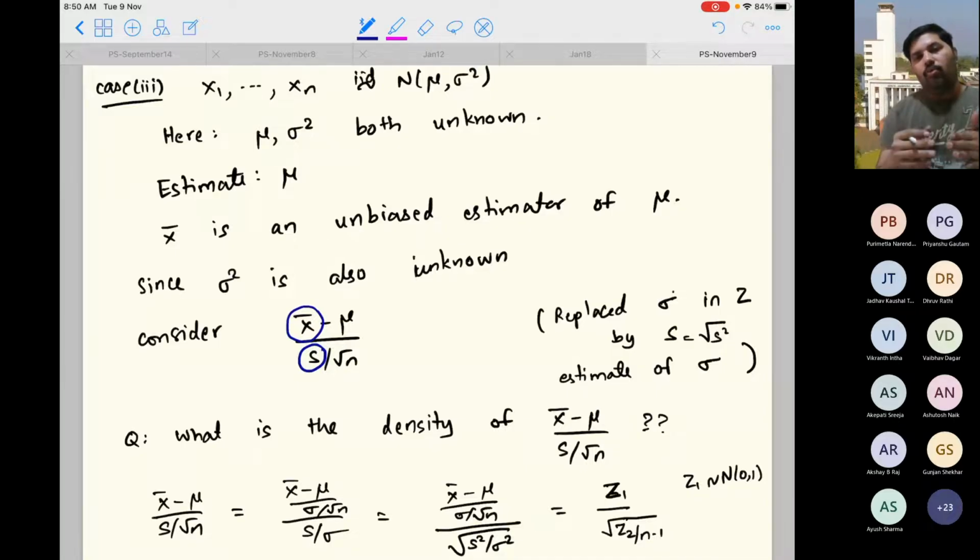In other words, you want to find the distribution of x bar minus mu divided by S by root n. If you can find the distribution of this ratio, then whatever the variation in S is will automatically be taken care of in the density of this random variable.